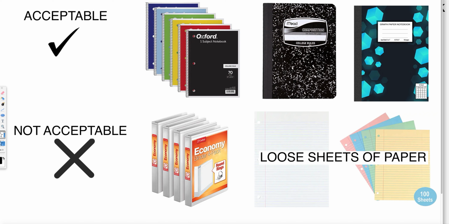Or you could use your standard composition book. This one happens to be college ruled. Or this graph paper notebook, which has the graph paper down here as well. So any of those three would be acceptable as a lab notebook. What wouldn't be acceptable? A 3-ring binder would be unacceptable. Also, loose sheets of paper are not acceptable either. Alright, so let's go back to where we were here.